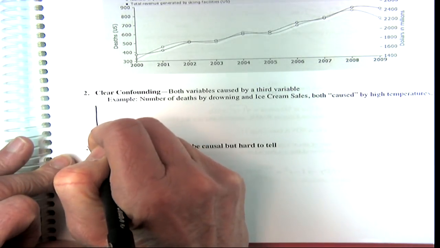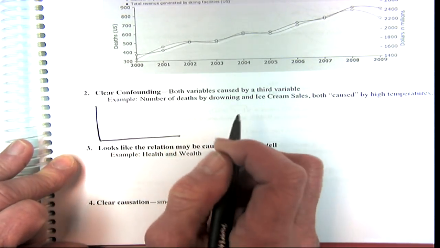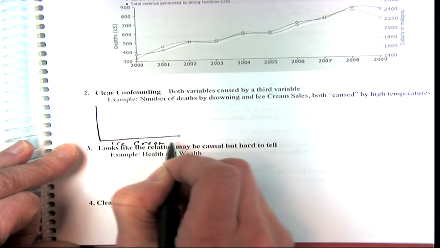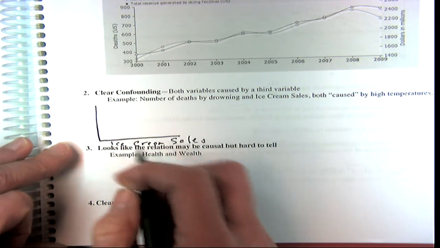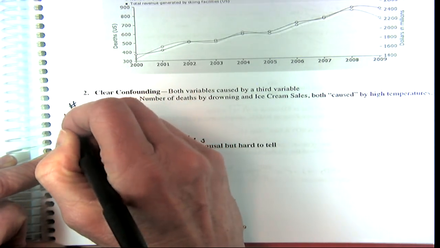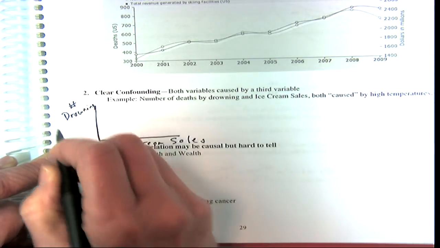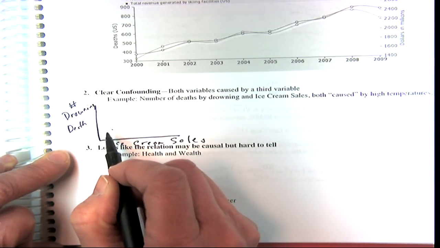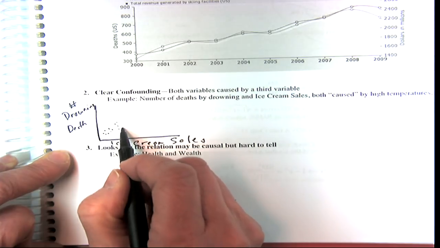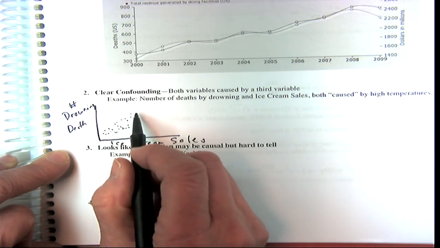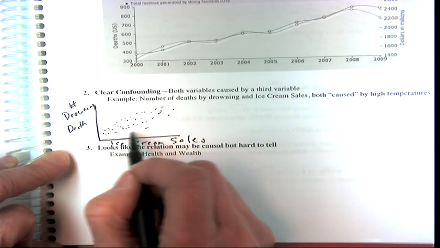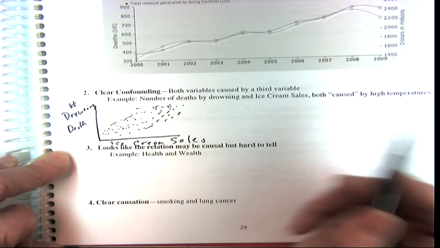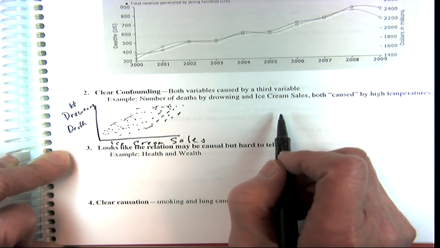I'm sure you've seen that, well, maybe you haven't, but this is a very classic example. If you plot ice cream sales on the x-axis and the number of drowning deaths on the y, you're going to see a positive correlation. When people aren't buying much ice cream, they're not drowning much. When the ice cream sales go up, the drowning goes up. You're going to see an upward trend, like this. But obviously, it's the high temperatures.